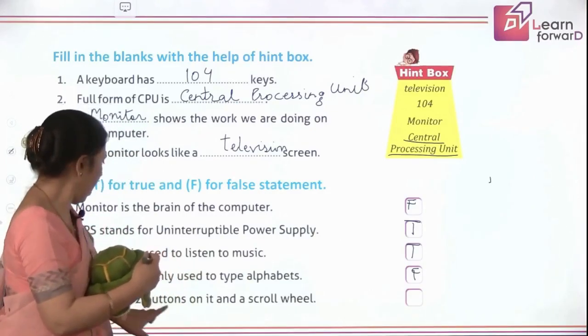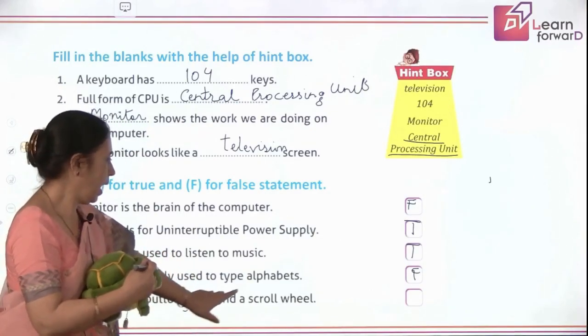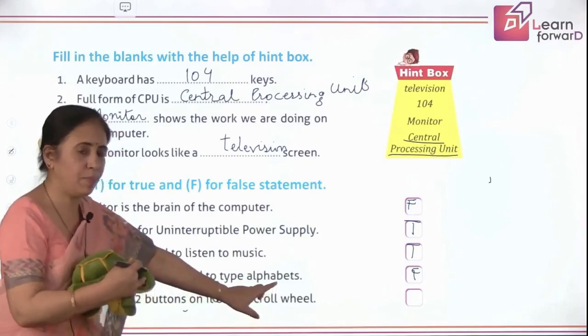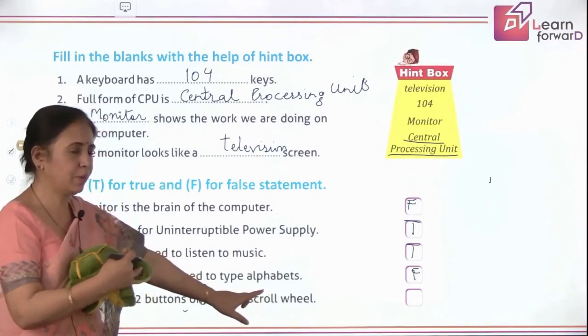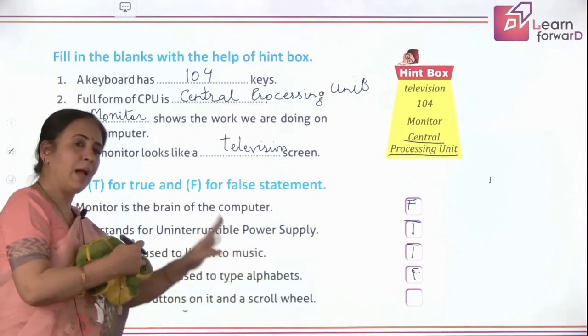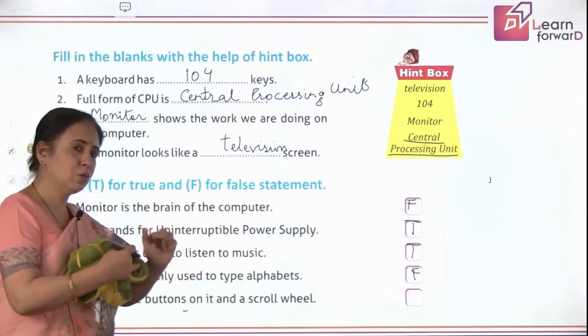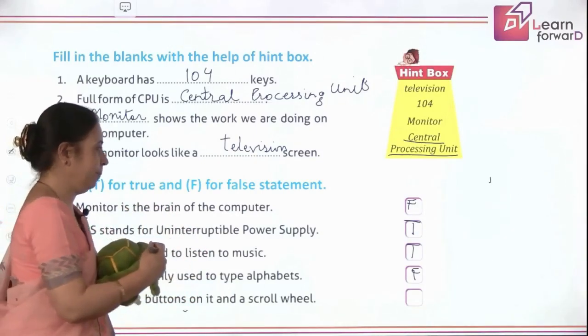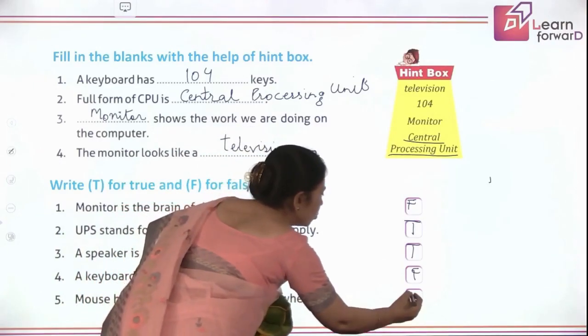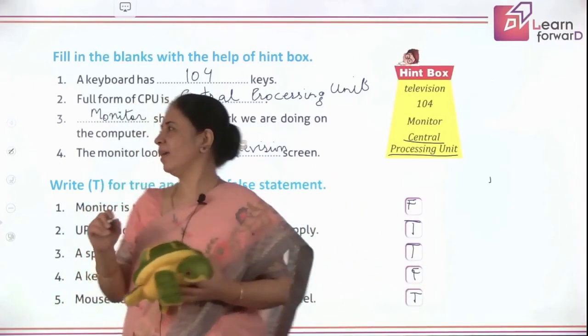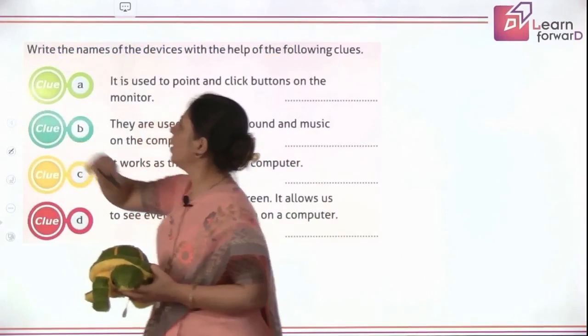And mouse has two buttons on it. And there is a scroll wheel on the mouse as well. This is correct. We have a left button and the right button on the mouse with the scroll wheel in the center. So, this is true. Now, we move ahead, children, and here we go.